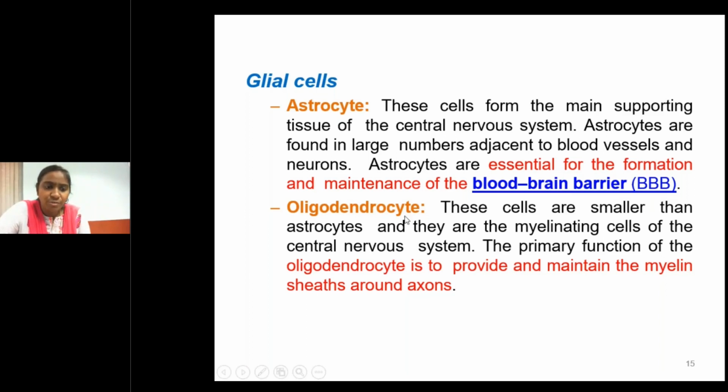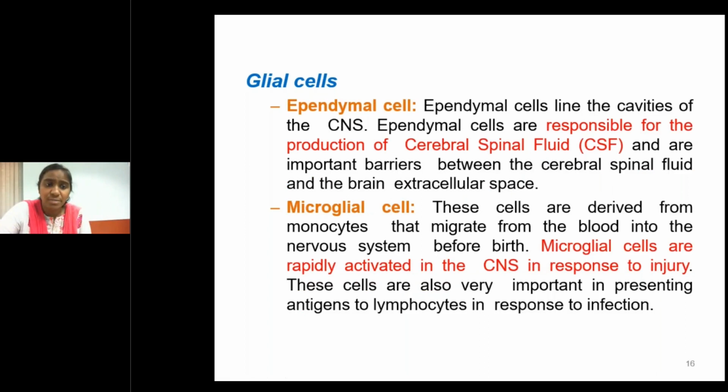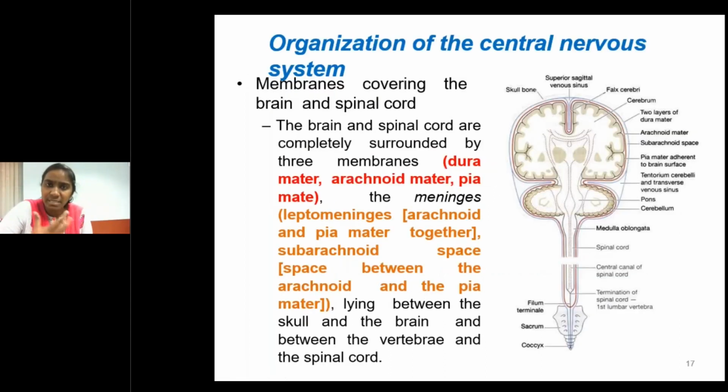Okay, oligodendrocytes, these support the myelin sheaths. Okay, ependymal cells, I told you, are mainly responsible for production of the CSF, and microglial cells are rapidly activated in response to injury. If any injury occurs, the first mechanism which is stimulated is by these microglial cells.